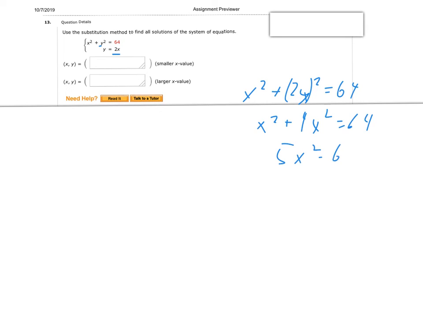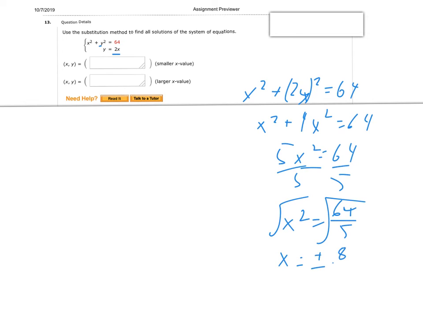5x squared equals 64. We'll divide by 5, which doesn't really divide evenly, so x squared equals 64 over 5. We'll square root both sides, so x equals plus or minus 8 over radical 5. I'm just going to leave it like that. Like I said, we don't really need to rationalize denominators. If you want to, it should work either way. The smaller x value will be negative 8 over radical 5, and then the positive one will obviously be bigger. Oh wait, it's not rad 8. It's just 8 over rad 5.